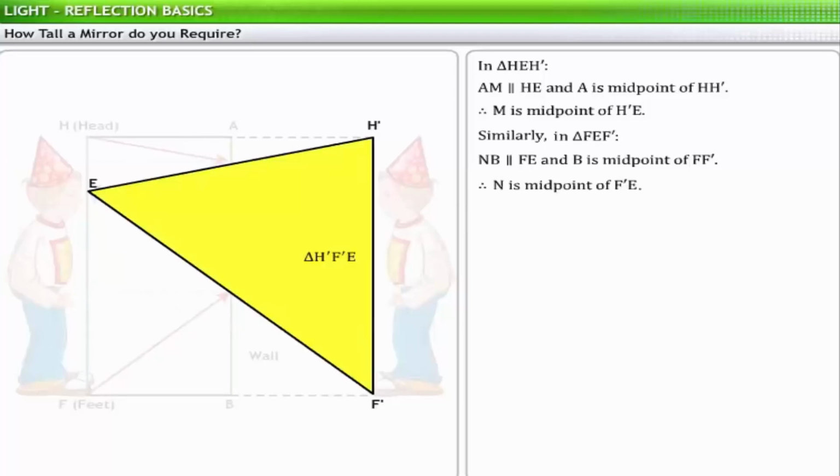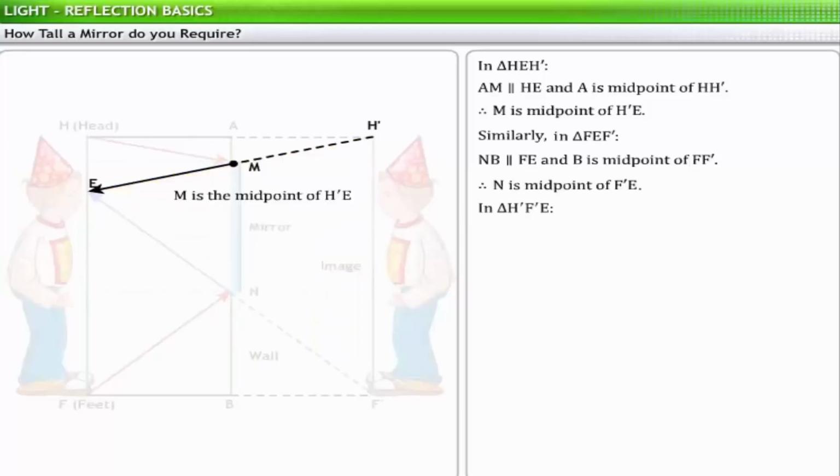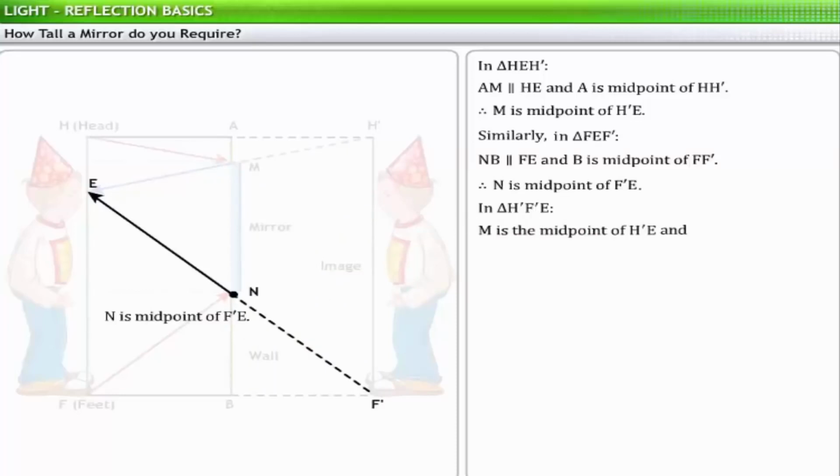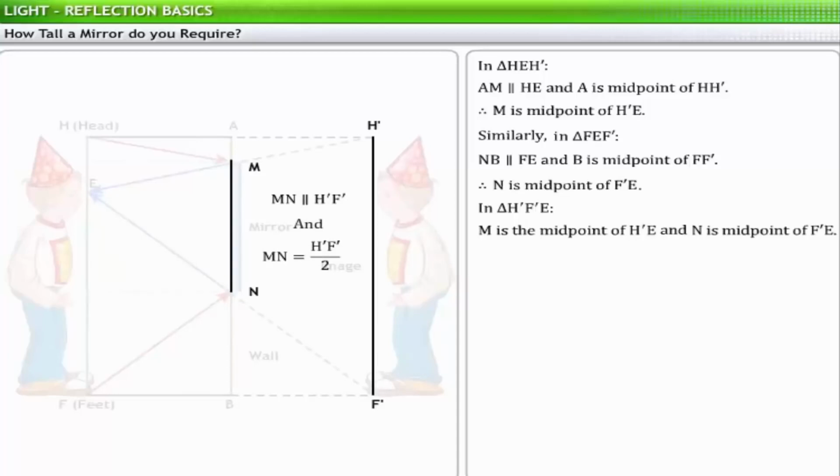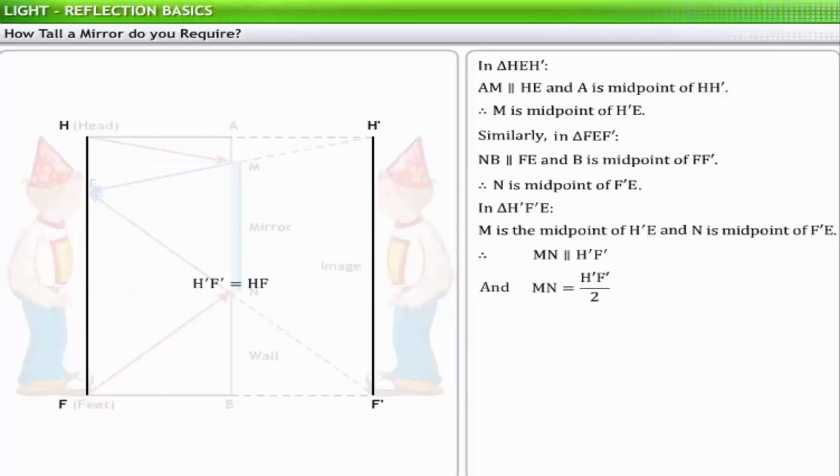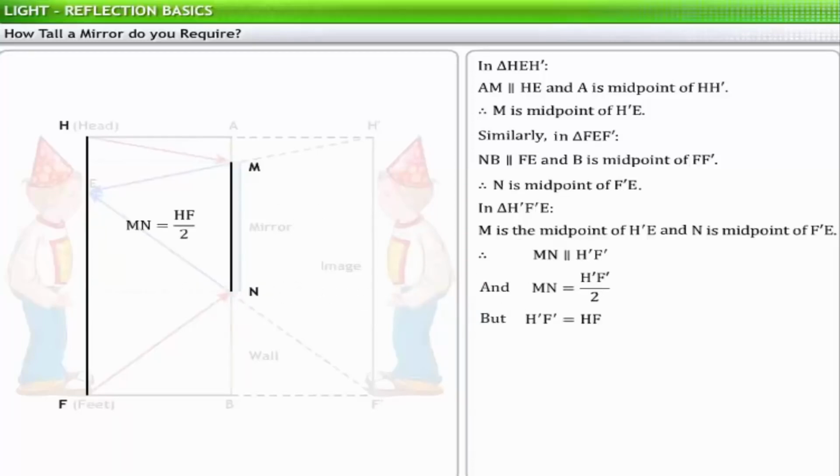Now in triangle H'F'E, M is the midpoint of H'E, and N is the midpoint of F'E. Therefore, MN is parallel to and half of H'F'. But H'F' is equal to HF. Therefore, MN is equal to half of HF.